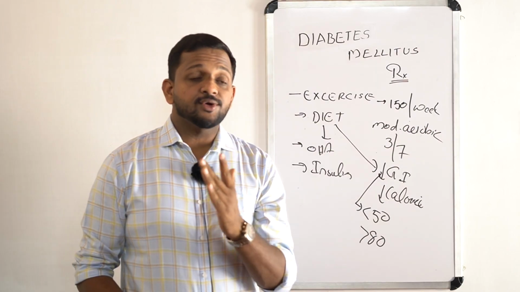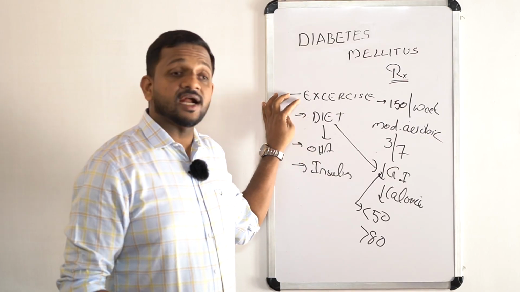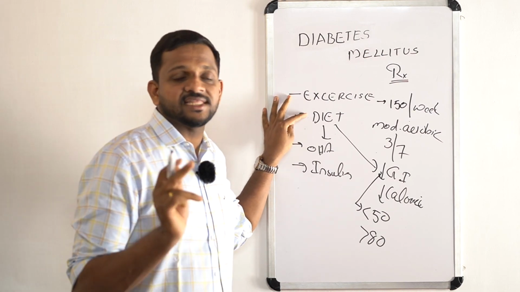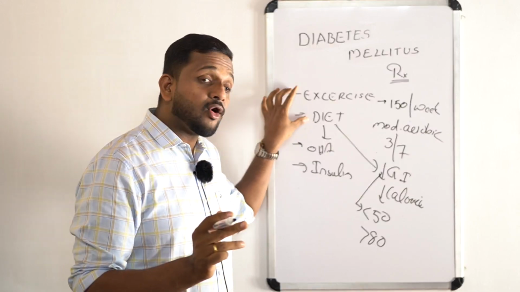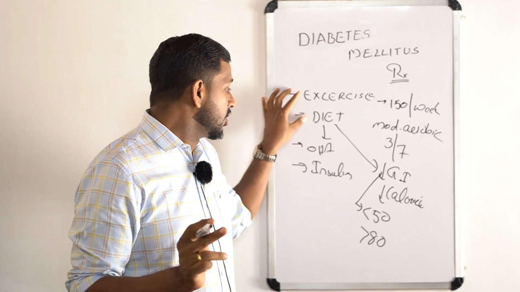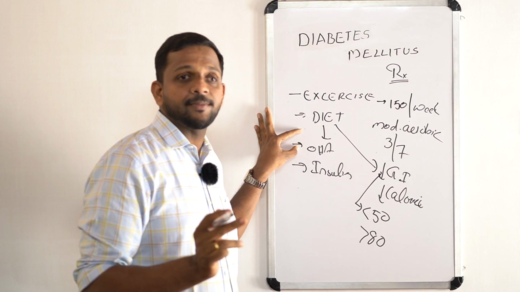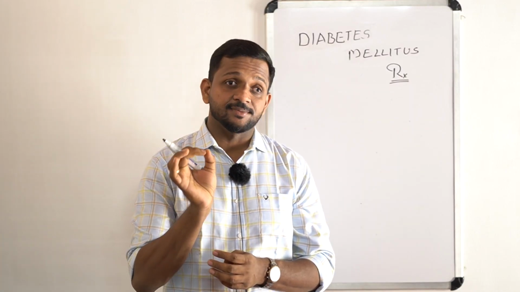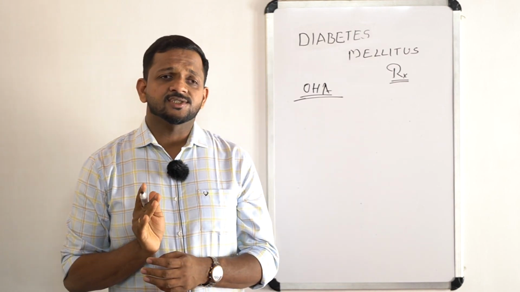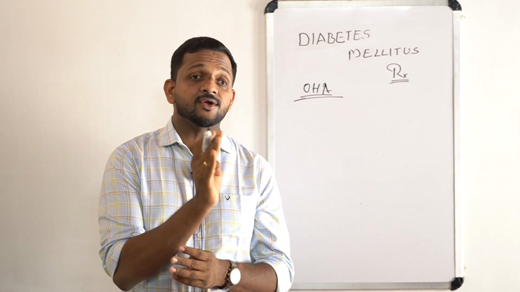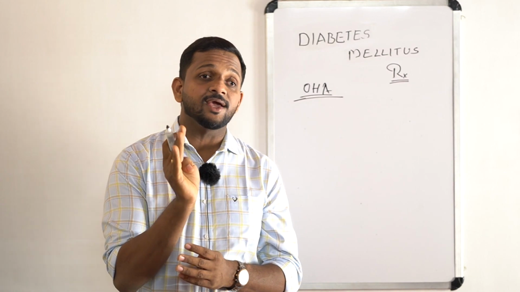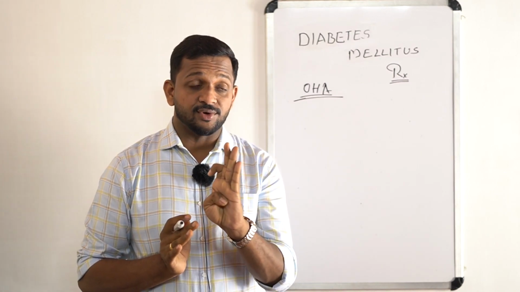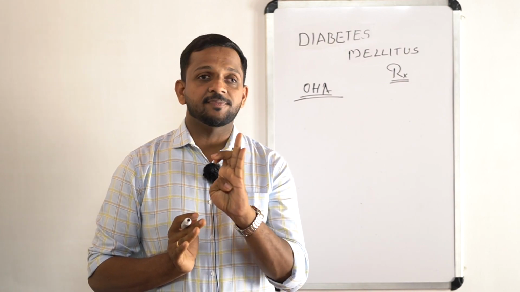So if a type 2 diabetic patient comes, first we should advise proper exercise and diet control. If it is not getting controlled with exercise therapy and diet control, then along with these we should go to OHA, oral hypoglycemic therapy. So now we are going to discuss oral hypoglycemic agents. There are different categories of oral hypoglycemic agents. Today we are going to focus mainly on 3 categories. One is biguanides, next is sulfonylureas, and the third one is DPP-4 inhibitors.